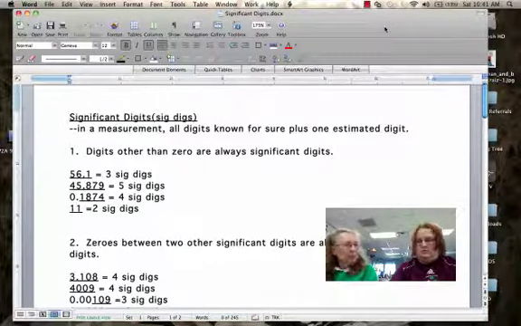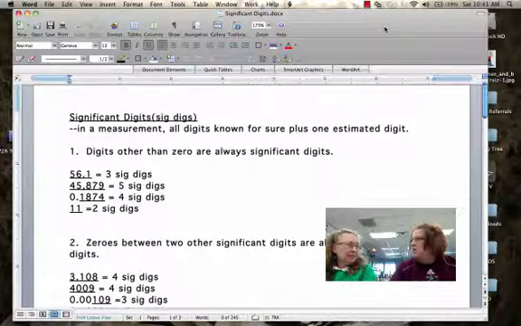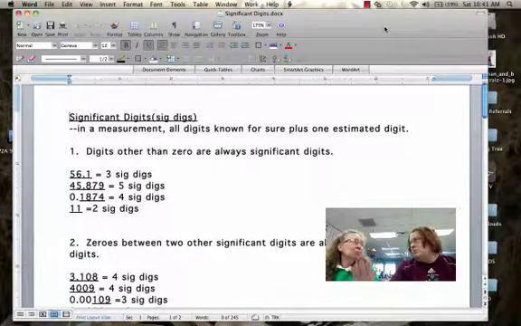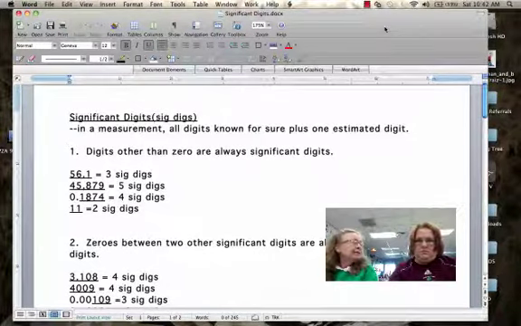Now, the problem that students have is when they see a measurement that someone else has taken, and they're trying to figure out how many Sig Digs it has. That's why we have some rules to figure out how many Sig Digs. Are these the rules here? These are the rules. Very good.